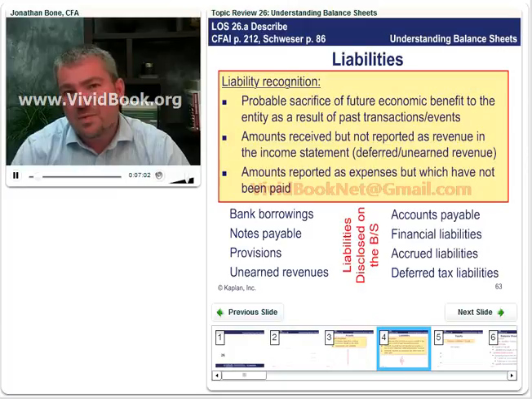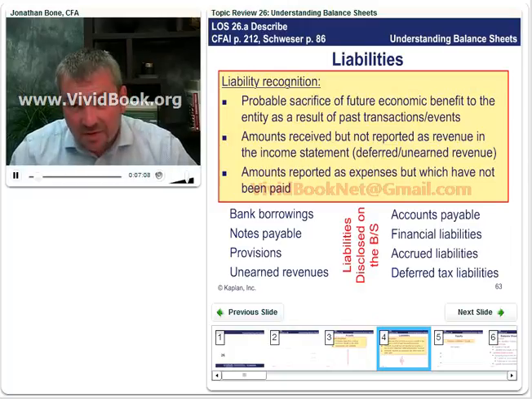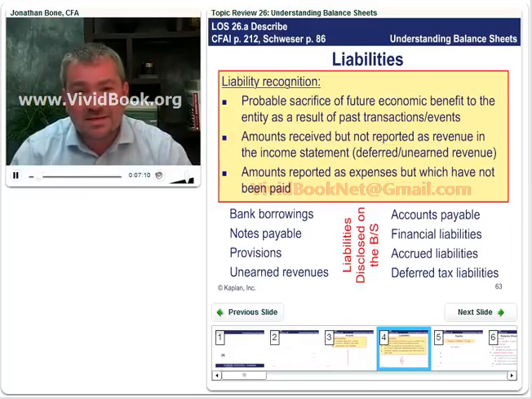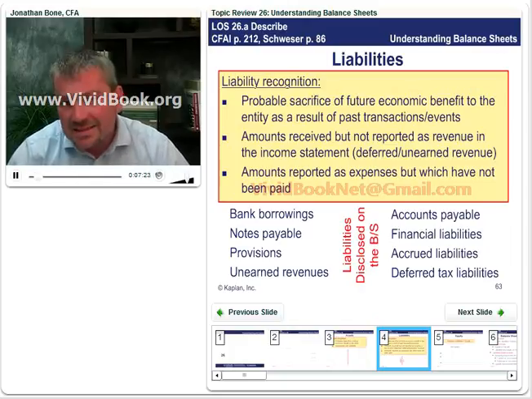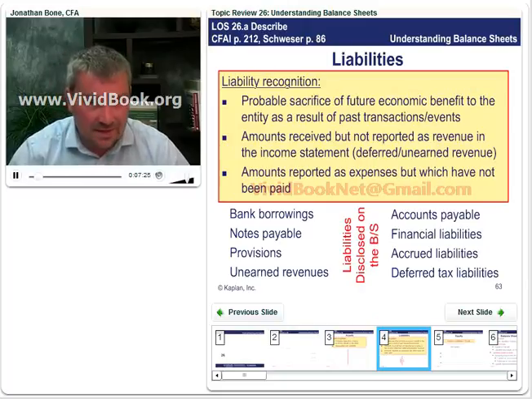Our final point says, amounts reported as expenses which have not been paid. Typically we're going to refer to these as accruals. All of you will have an accrual. Typically you have an accrual each month for your telephone. You've made calls on it, but you've not yet received an invoice. Therefore you have to estimate the cost and include it in this year's income statement and record a liability.